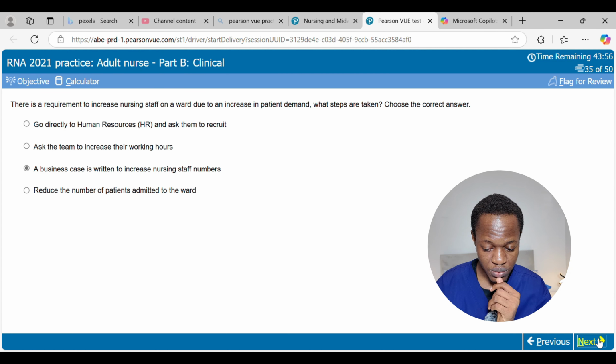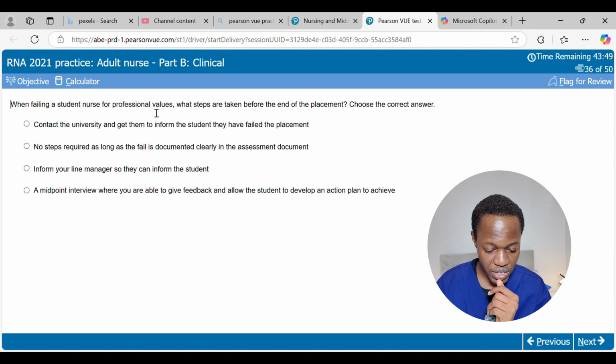Now the next question. When failing a student for professional values, what steps are taken before the end of the placement? Choose the correct answer. Contact the university and get them to inform the students they have failed the placement. No steps required as long as the fail is documented clearly in the assessment. Inform your line manager so they can inform. I think I'll just go for this last point, which is a midpoint interview where you are able to give feedback and allow students to develop an action plan to achieve.